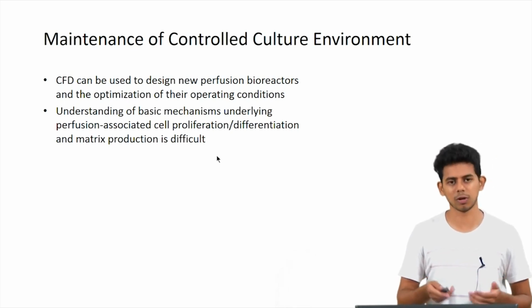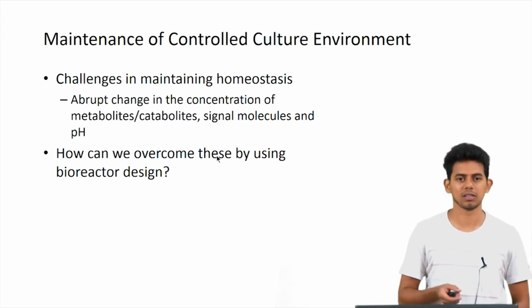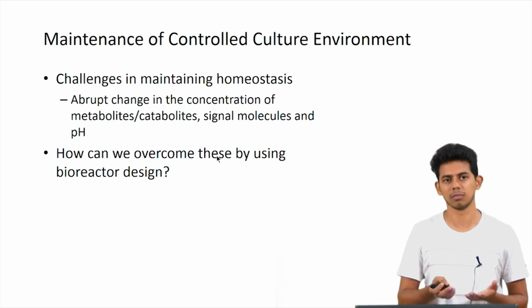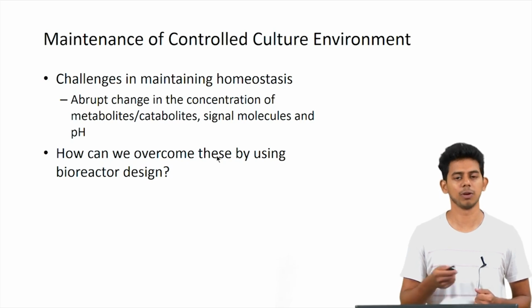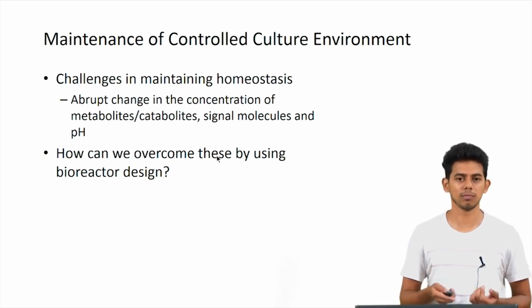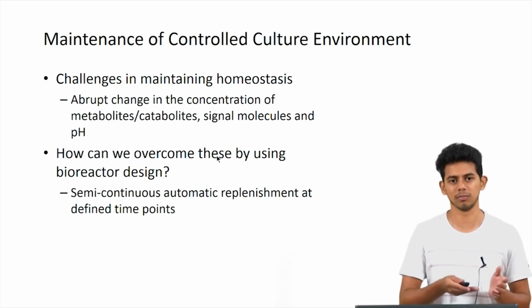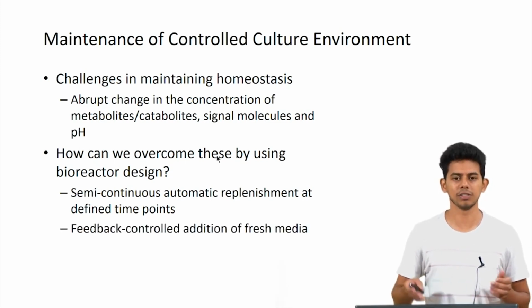What is important for this to happen is to get a good grasp on the underlying mechanisms. So the challenge in maintaining homeostasis is an abrupt change in concentration of metabolites and catabolites. So this happens especially in a lab culture environment. So this can be overcome in a bioreactor by using a semi-continuous or automatic replenishment. So thereby there is not a huge and sudden change in the metabolites or the catabolites during the reaction. Also you can use a feedback controlled addition of fresh media.